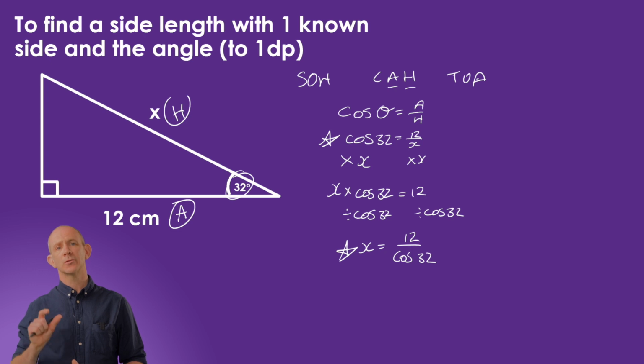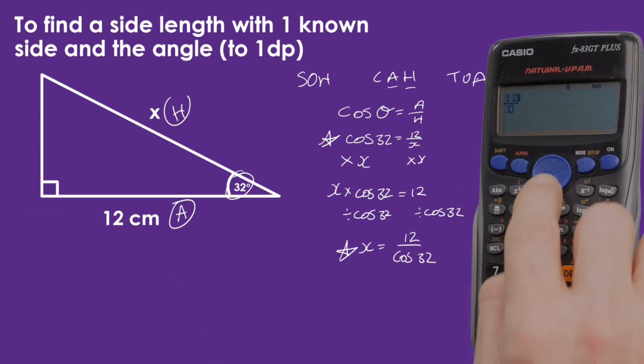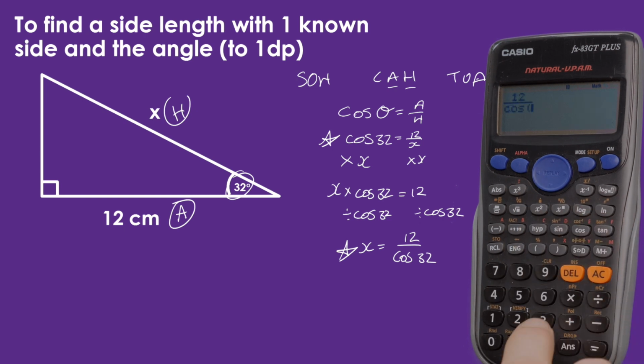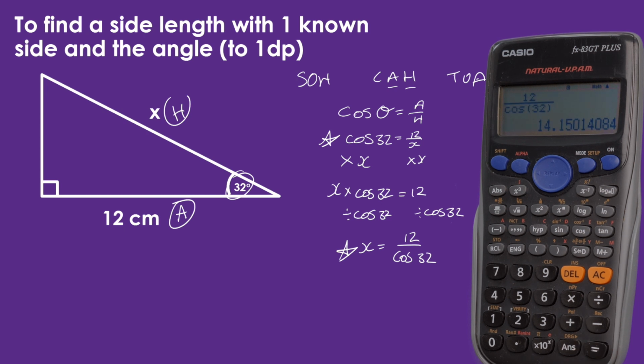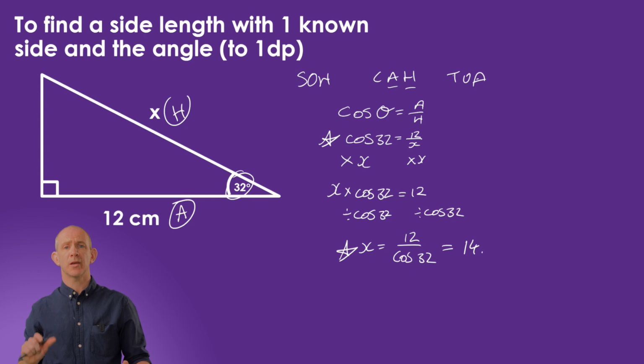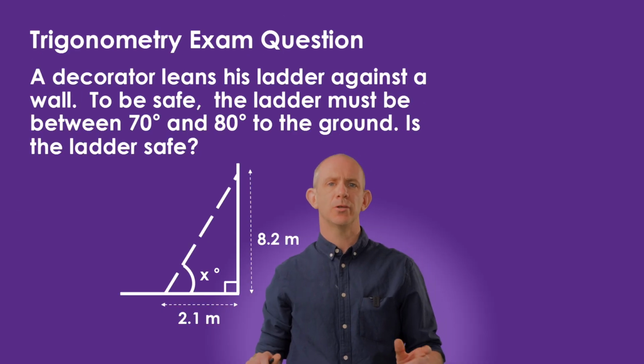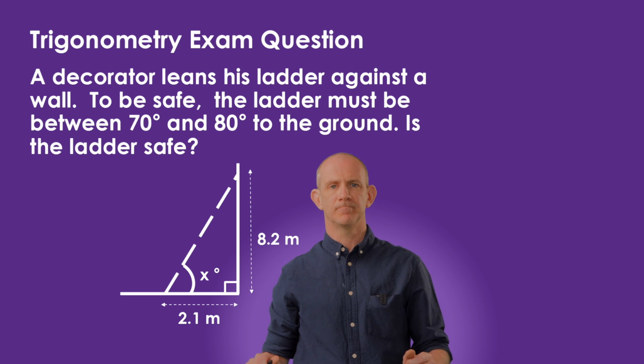Let me show you what this looks like when I put it into the calculator. So we'll set it as 12 over cos 32, close the brackets and press equals, and we get 14.15. So the calculator shows us that we get 14.15, so we can say that x equals 14.2 to one decimal place. Next, let's look at how we'd use that in an exam style question.